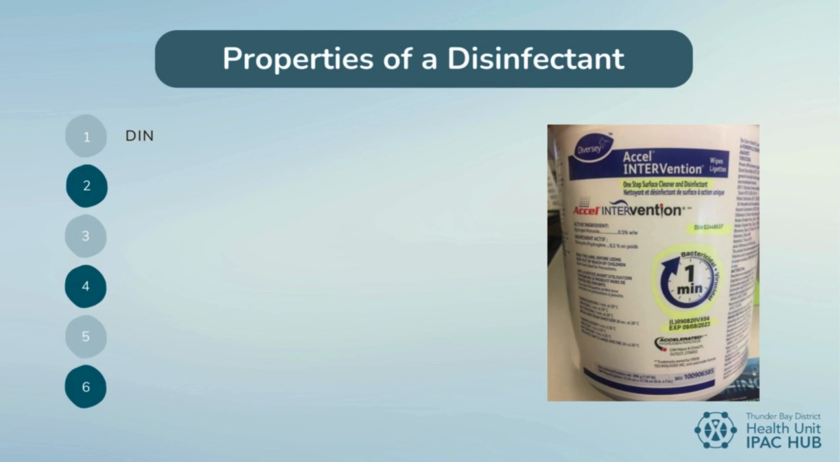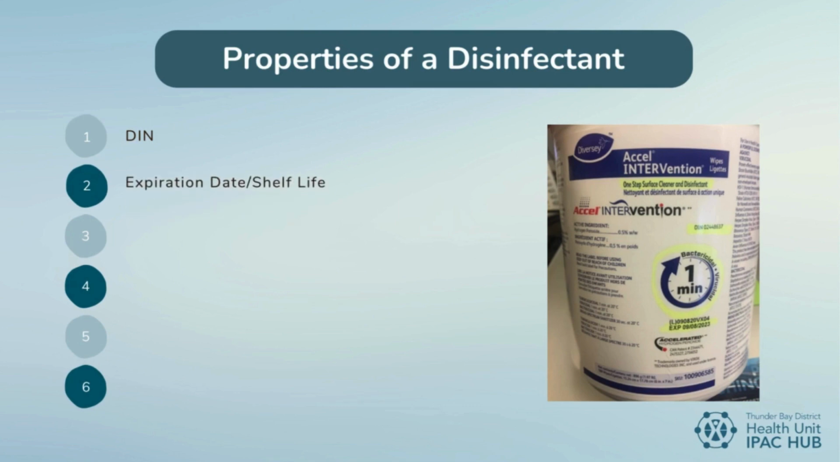Number 1, a disinfectant must have a DIN or a drug identification number provided by Health Canada to be designated as an approved product. Health Canada also has a website to check if the particular product is effective against COVID-19. The one exemption to this rule is bleach.